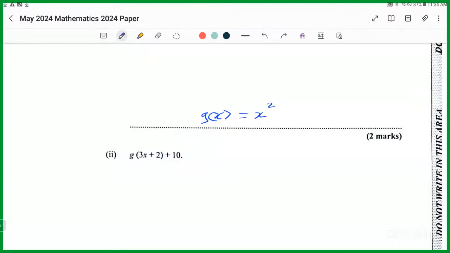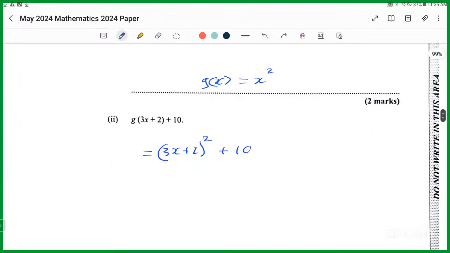So this then becomes 3x plus 2 squared, where the x was up here. That's the g of 3x plus 2. And then we're adding 10 to that. Plus 10. You have to expand this perfect square.